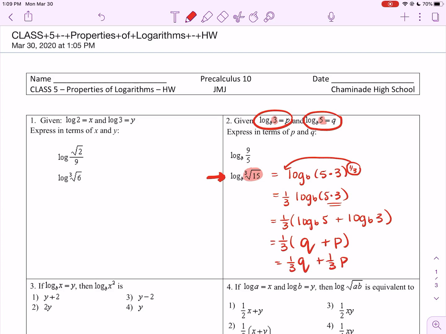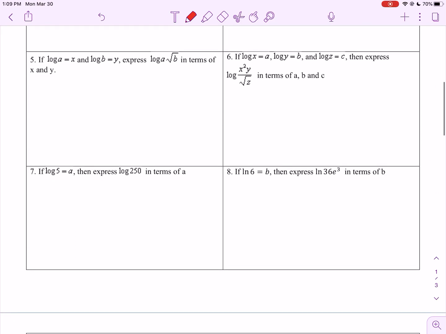The idea here is, again, looking at the inside of the log and rewriting it in terms of, in this case, 3 and 5, because that's what they gave us. If you look at question number 7 and question number 8, this is actually the same idea, except for the fact that if you have log 250, and here they gave us log 5 was a, you need to rewrite 250 in terms of 5s, but also in terms of 10.